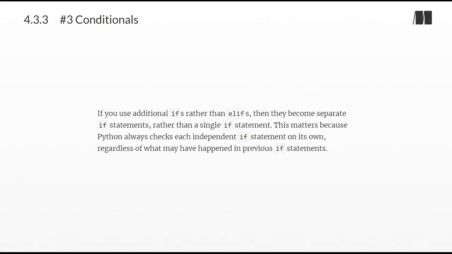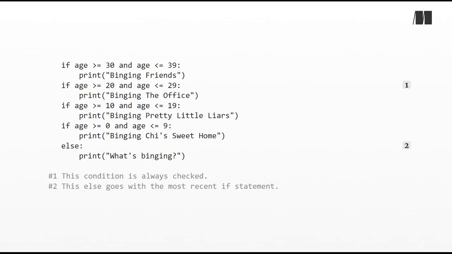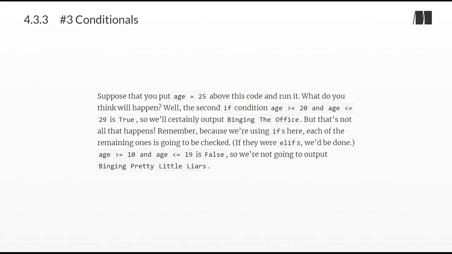If you use additional ifs rather than elifs, then they become separate if statements, rather than a single if statement. This matters because Python always checks each independent if statement on its own, regardless of what may have happened in previous if statements. For example, let's change the elifs to ifs in our age code. That gives us the following. See this code? Suppose that you put age equals 25 above this code and run it.